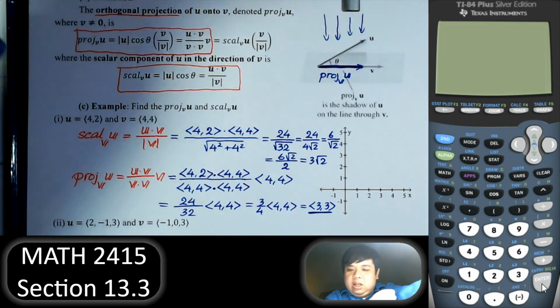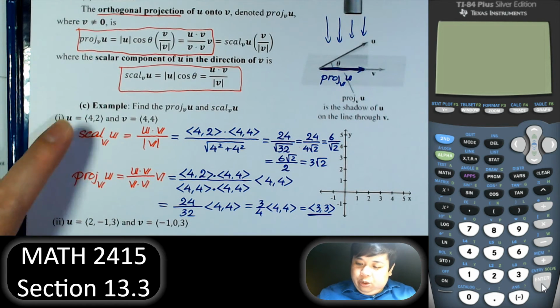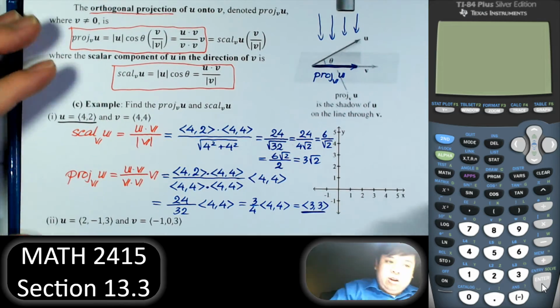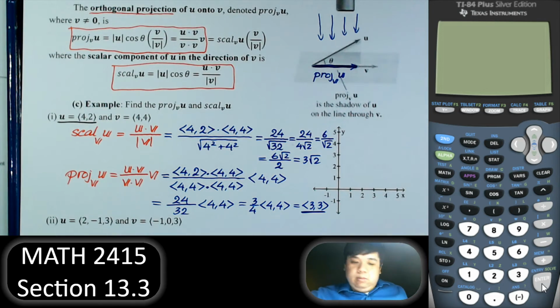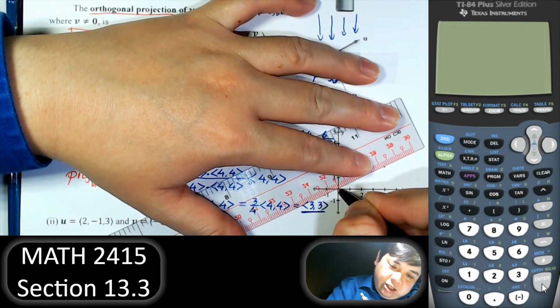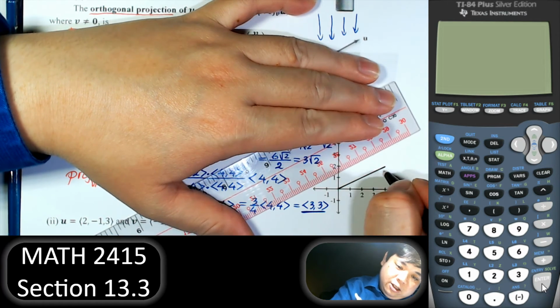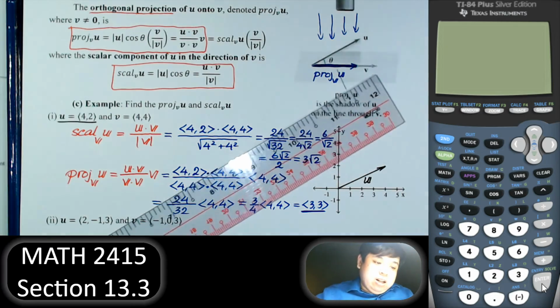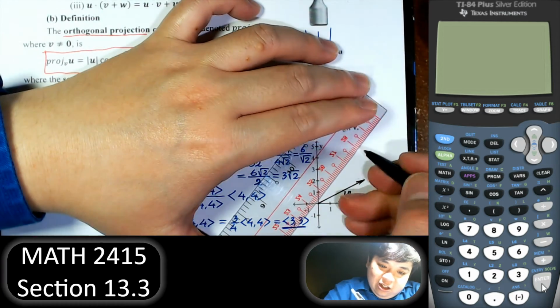Let's see how it works. First, the vector u, (4, 2), for the x and y component will be this. Vector v, (4, 4).